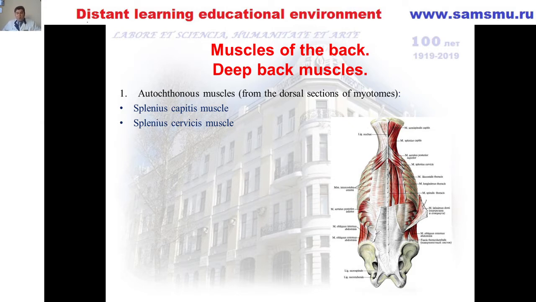In contraction of one muscle, the head turns in its direction. Bilateral contraction bends the head and neck backwards.